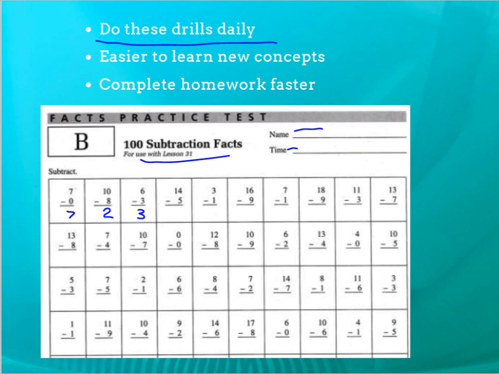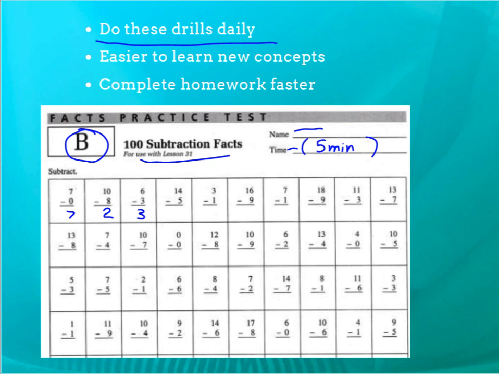Notice how there's a big letter B here. You'll have other facts practice B's as you go along, and so that means you get to try this again, and that's one of the reasons you record the time here, which you want to be 5 minutes or less. That's your goal, 5 minutes or less on one of these. And of course you want to ace it too.